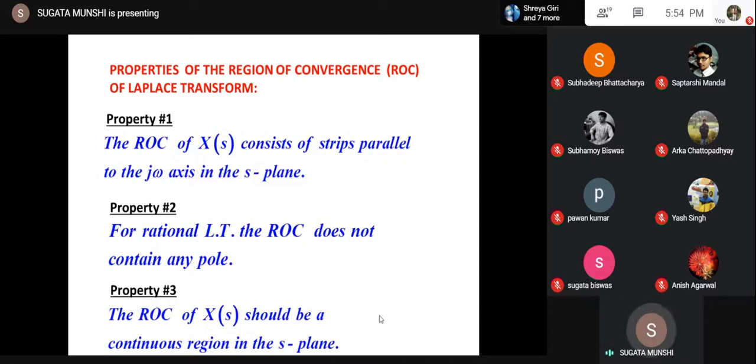The third property is that the ROC of X(s) should be a continuous region in the S plane. If you consider two regions in the S plane between which there is nothing common, they are not contiguous. In that case, they cannot constitute the ROC of any given signal.